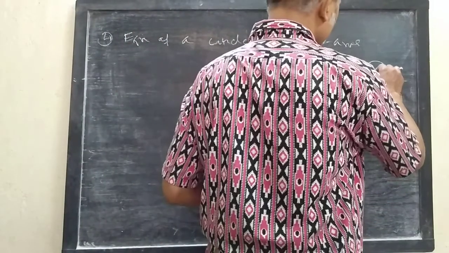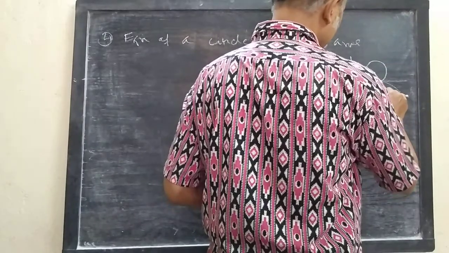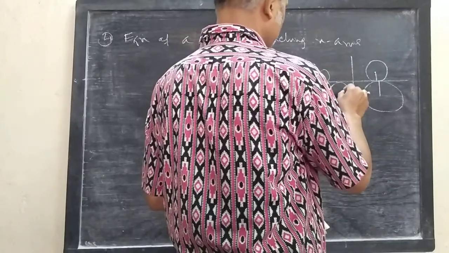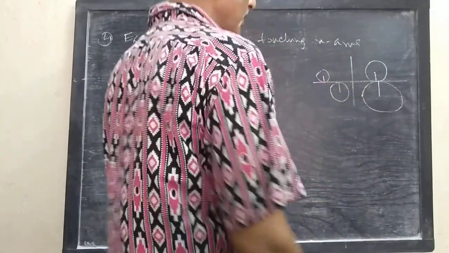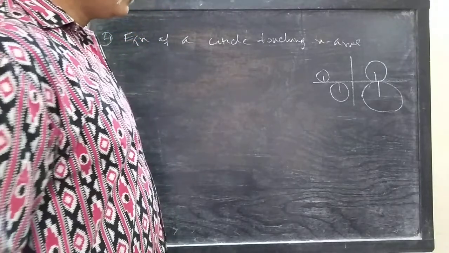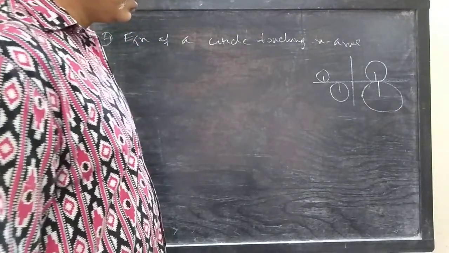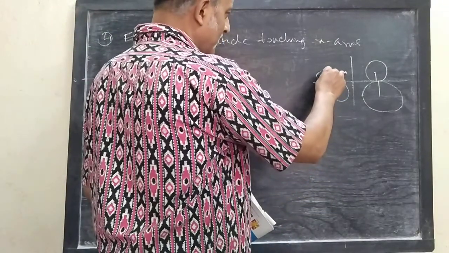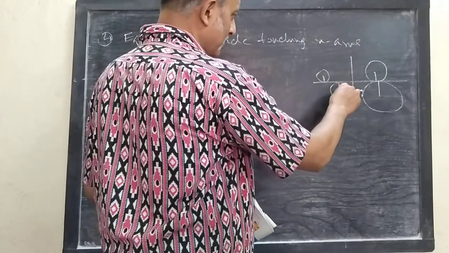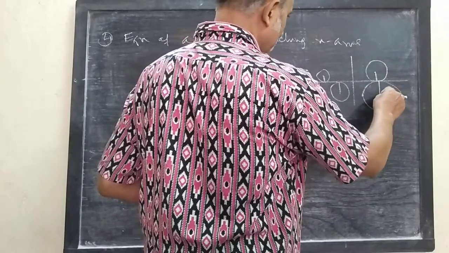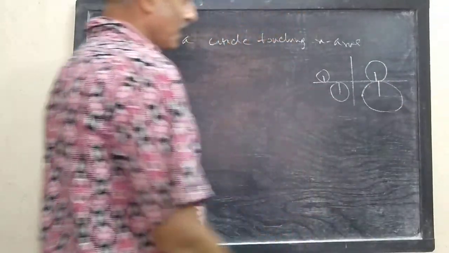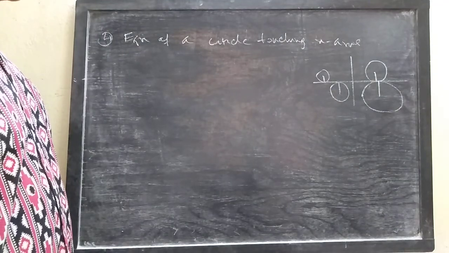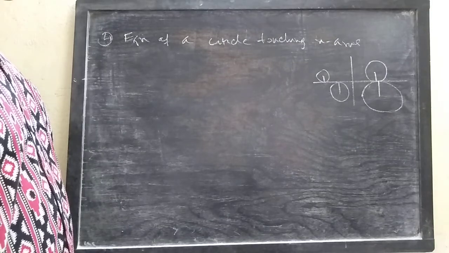Look, in each case the absolute value of the ordinate of the center is equal to its radius. Look, if this is center, then this is ordinate. If this is center, then this is ordinate. If this is center, then this is ordinate of the center. If this is center, then this is ordinate of the center. And in each case, absolute value of the ordinate of the center is equal to length of radius of the circle.